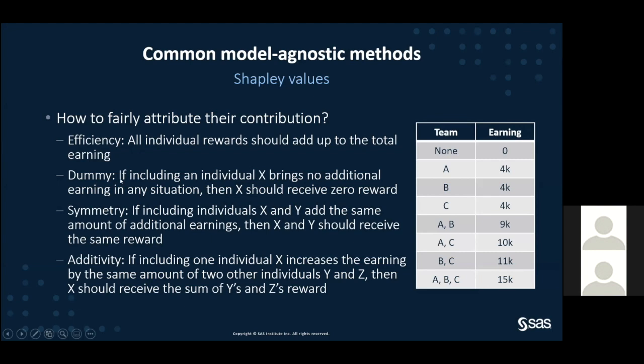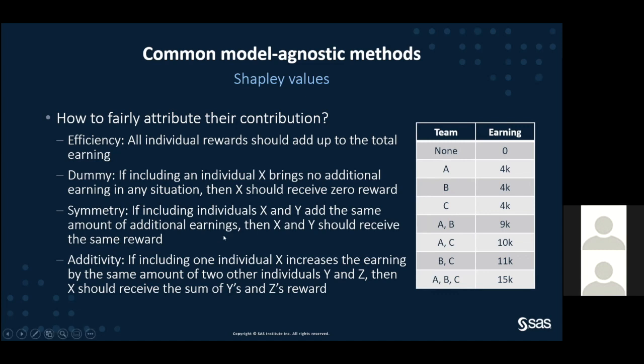The dummy assumption: if including an individual X brings no additional earning in any situation, then that individual should receive 0 reward. That should be pretty obvious too. Here we say ABC earned together 15K, but say a person D comes in sometimes, just looks around, but it doesn't improve their earnings at all. Having that person in does not contribute to more earnings, so that person should not get any reward.